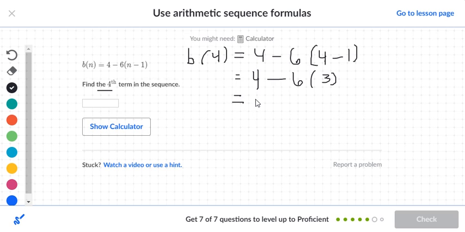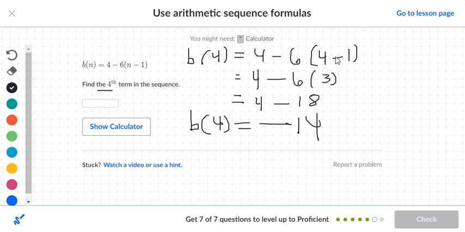Now we're going to use the order of operations again. We're going to multiply. 6 times 3 is 18, but it's a negative 18. Okay, now for our last step. So we're going to find that b of 4. So b of 4 is equal to 4 minus 18. Well, you owe 18, you should pay 18, but you're only paying 4. So if you owe 18, you give them 4, you still owe, so negative 14 is what's left over.